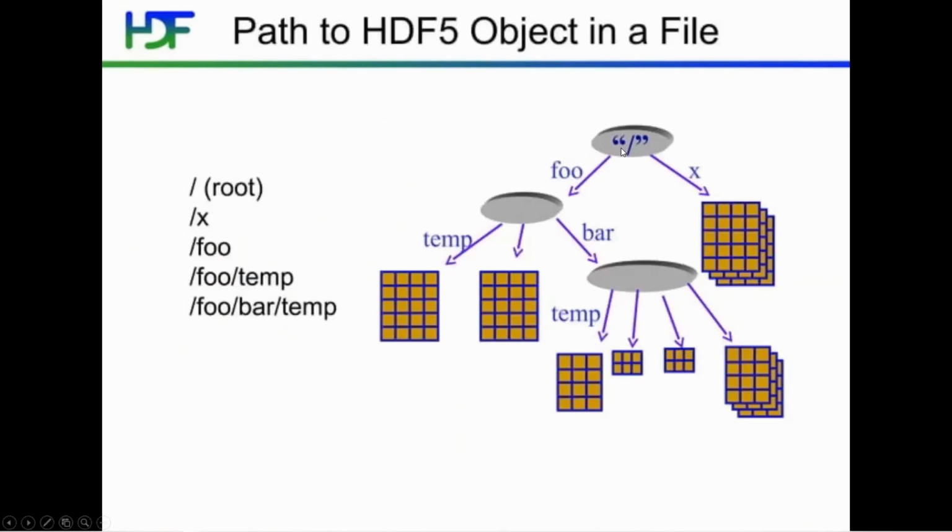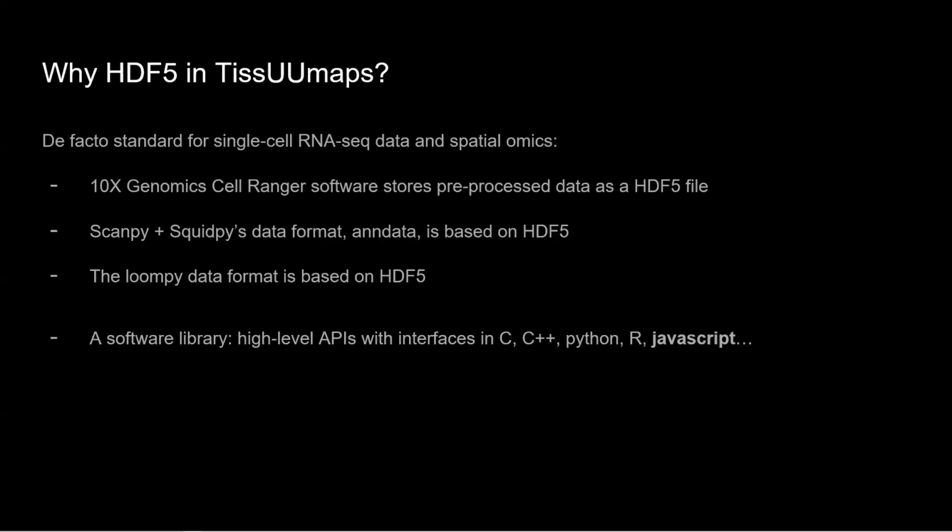And you can access each one of the objects inside the HDF5 file by going through the hierarchy. So you have a path. For example, if you want to access this matrix here, you go to /foo/bar/temp, and then you access this matrix only, and you can load just that object from the file and not load the entire file. So it's very convenient when you have a huge amount of data with many genes and you want to download only one from a huge matrix. You can download one row or one path only, and we can do that in TissUUmaps. I will show you a bit of an example now.